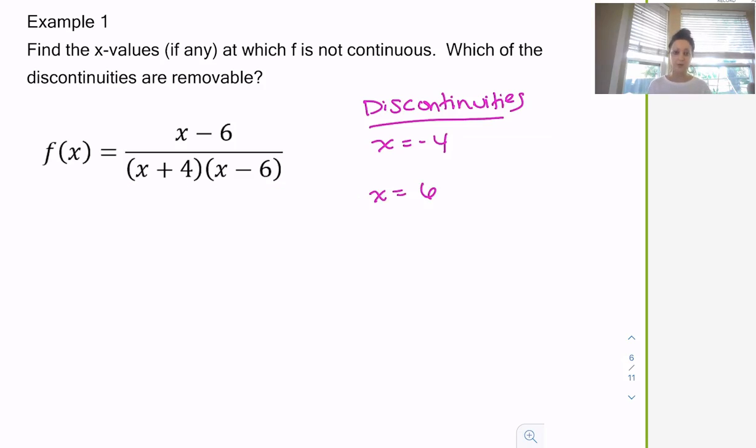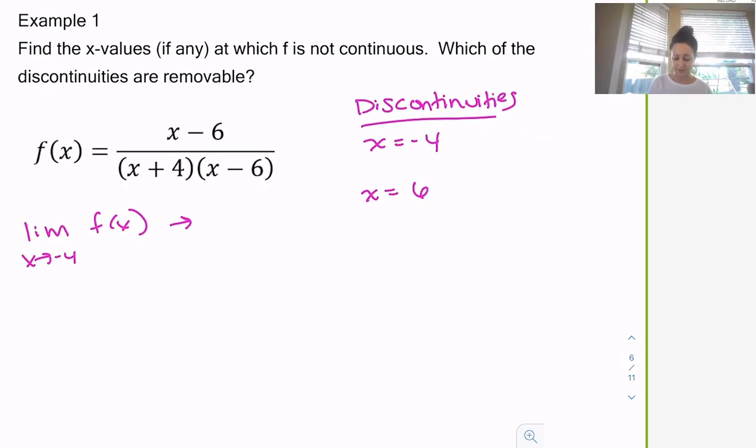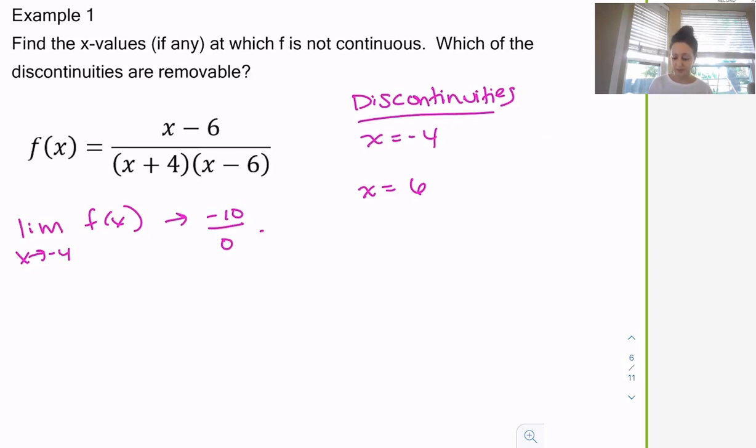Okay, so now we're going to find the limit at each of these two. Let's start with the limit as x approaches negative 4 of f of x. Well, if I plug in negative 4 in the numerator, I get negative 10. What happens in the denominator? We get 0, right? Is that a do more? Nope, that is a DNE, okay? So the limit does not exist here. So does this mean that at x equals negative 4, we have a removable or non-removable discontinuity? We have a non-removable discontinuity.